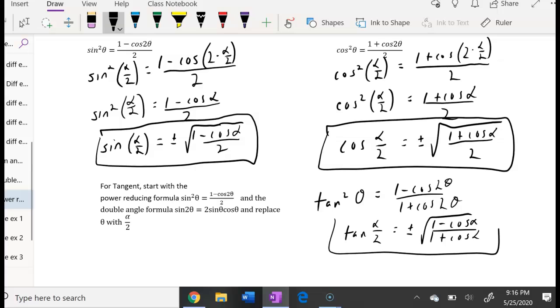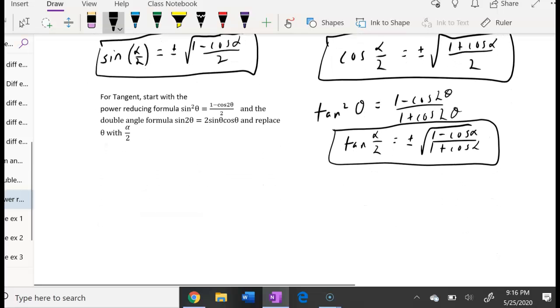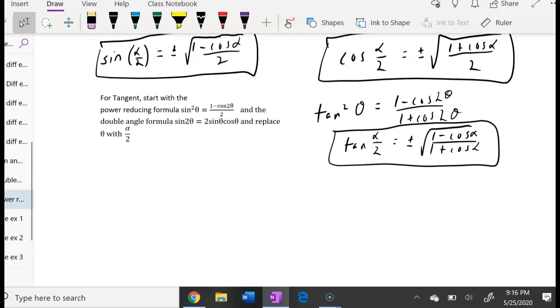But the thing is that we really don't like this plus or minus, and you'll see why when we start to solve problems. It's just another step that adds some challenge to a problem, just another step that we don't really need to do, because we actually have a couple of other alternative formulas for the tangent. So I'm just going to show you really quick where those come from.